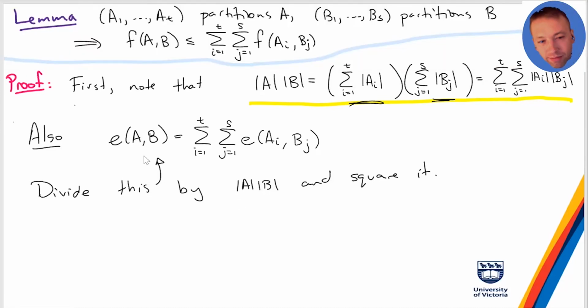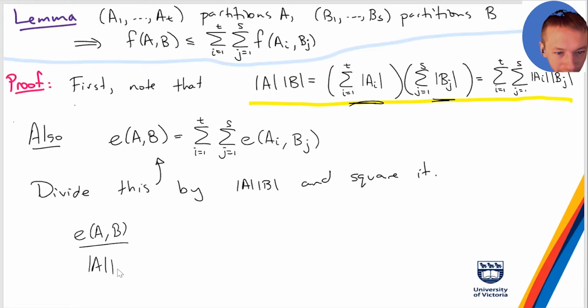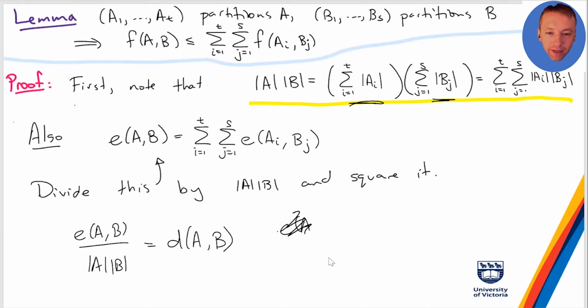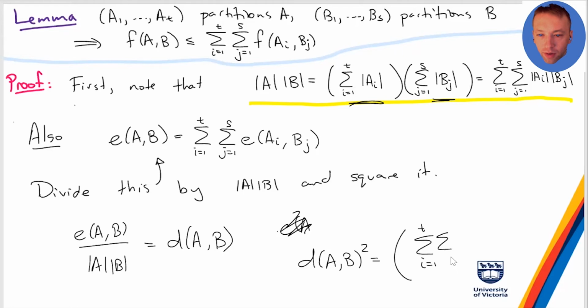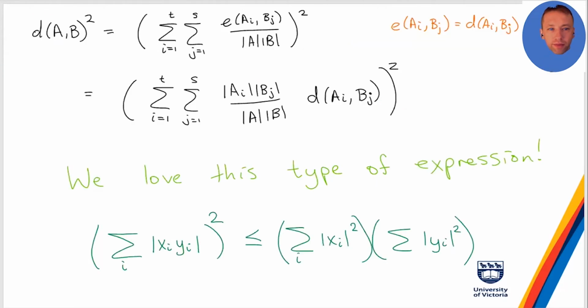I guess I get that divided by AB. But we have some notation for that. So EAB over A times B is this D thing. So if I divide by that and I square it, I get DAB squared equals the square of this sum over AB. Okay, so that's just rewriting what I wrote before.